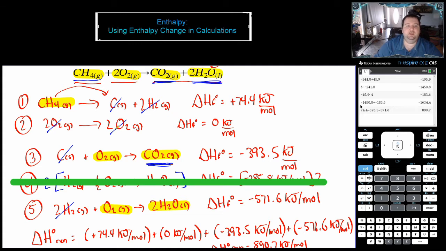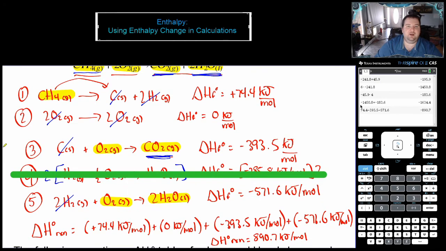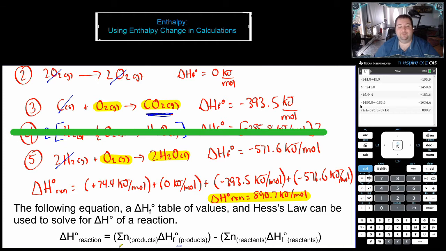And there it is. So that's why I can add up all these steps, because these steps were required in order to get back to my original equation. When I add them all together, I get my delta H of the reaction, 890.7 kilojoules per mole. Now you might be saying to yourself, Mr. Emond, there must be a better way. Yep, there is. And that's why this is down here.